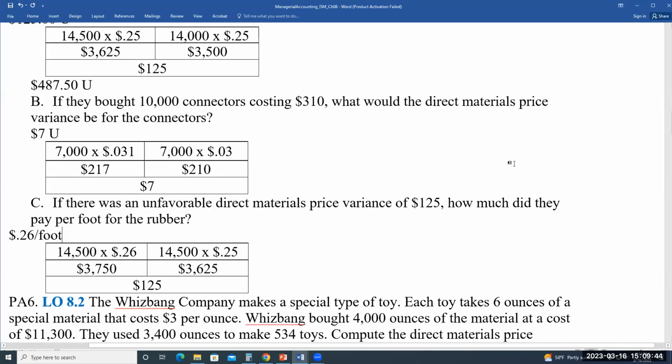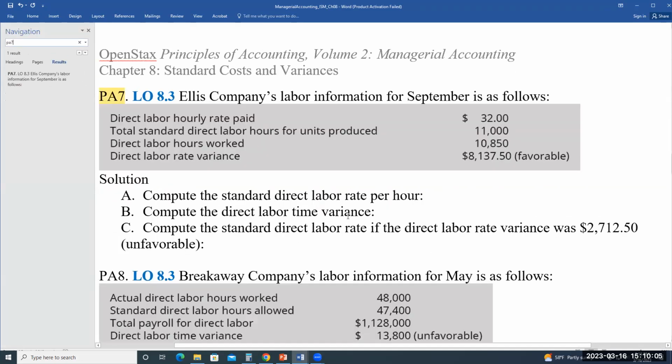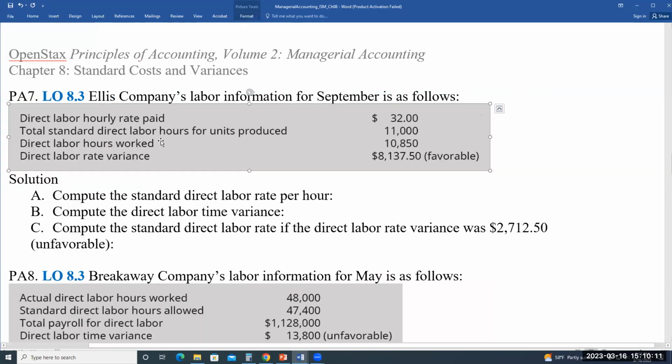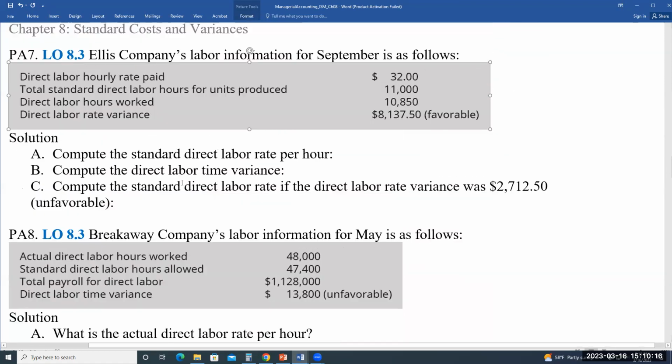Yeah. Any questions? Okay, then. So we've done 1, 4, and 5. We have 7, 8, and 11. Okay. Seven. All right, Drew, we might need your help on this one.